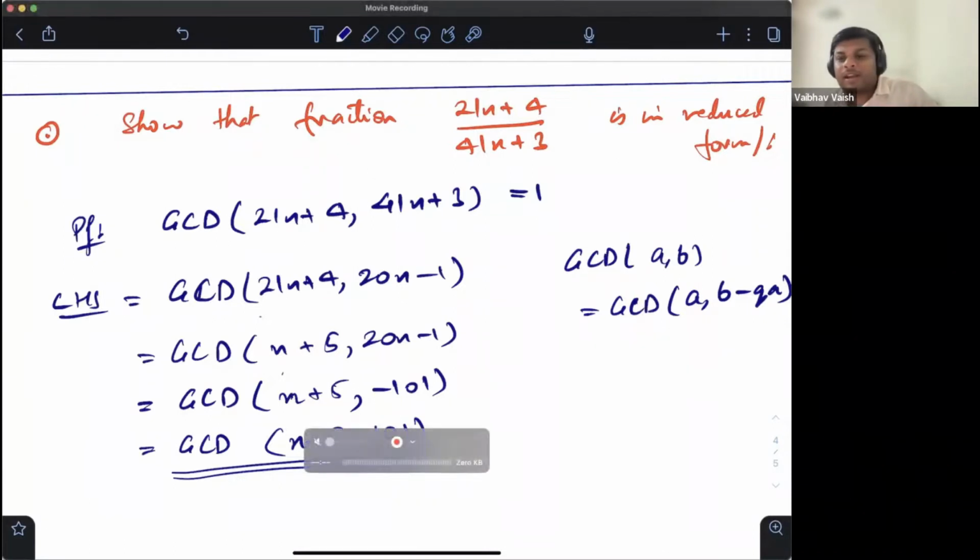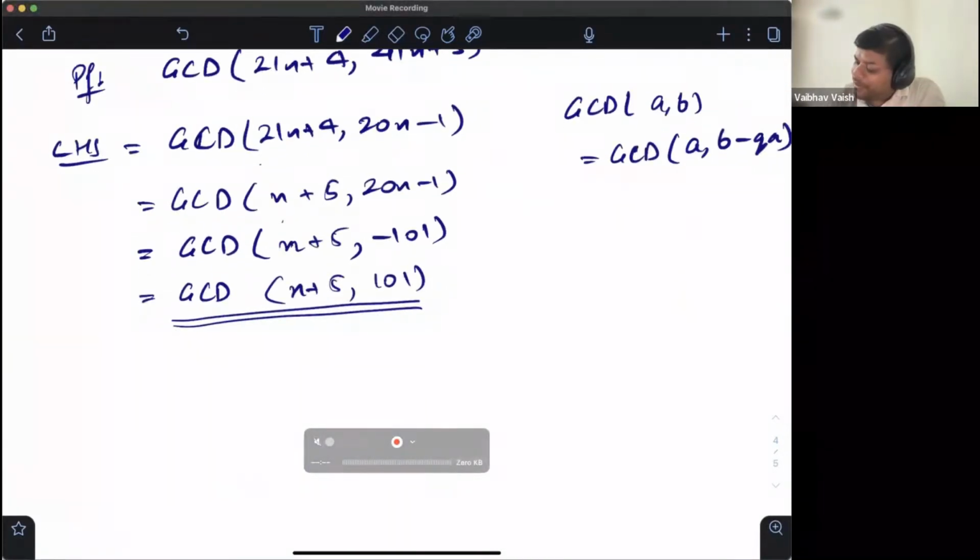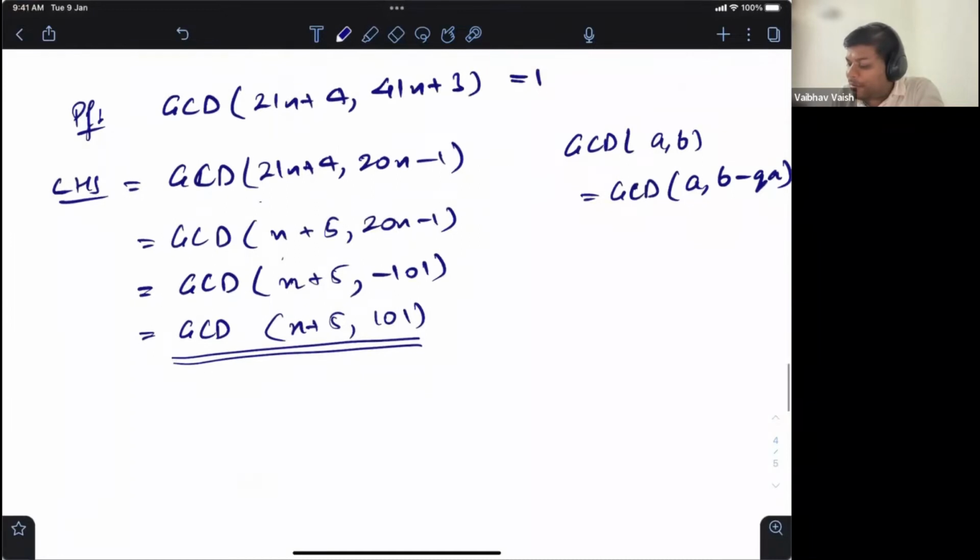Students, is this fine? Or if someone finds a mistake, please let me know. So this is either 1 or 101. Of course, if it's 1, we are done. So the only way is that it has to be 101, right?